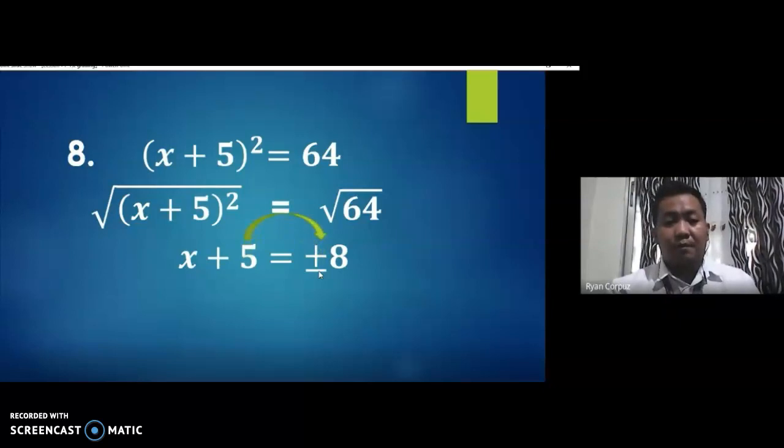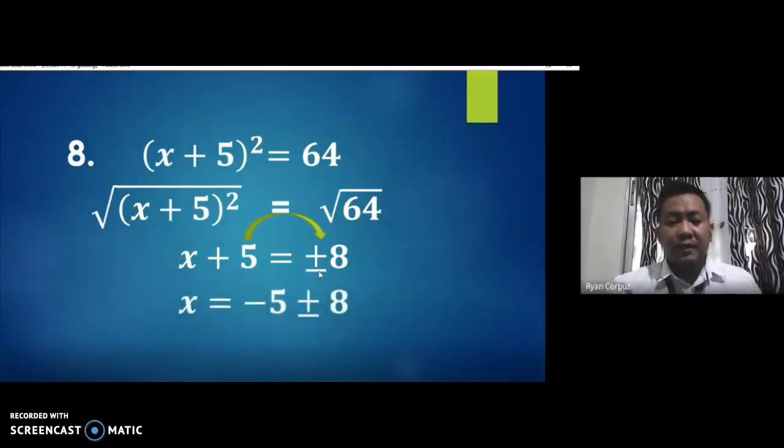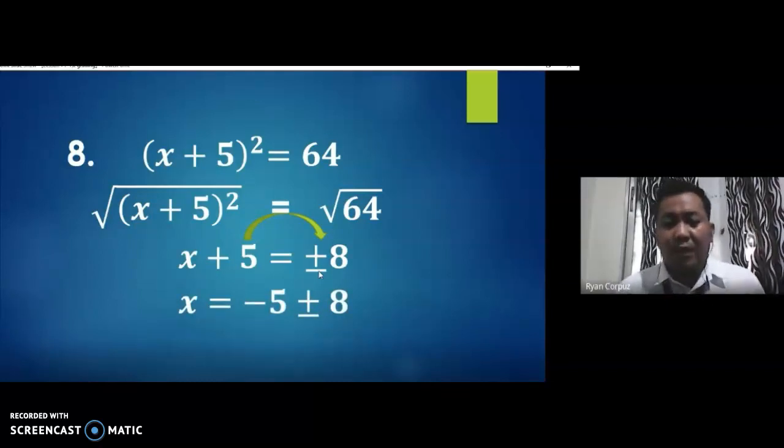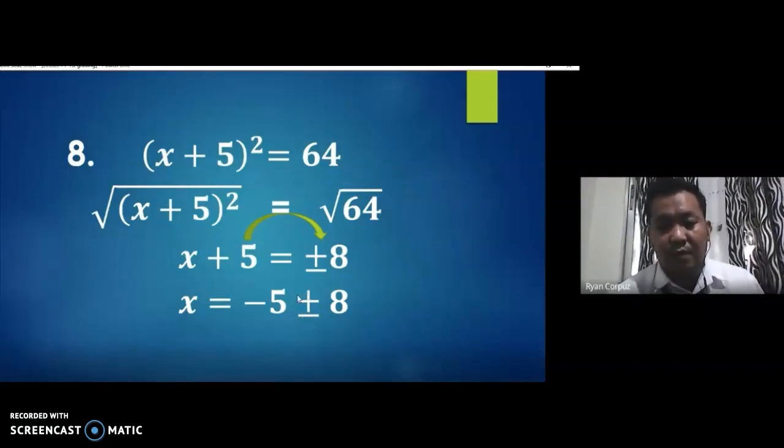So the first thing we're going to do is to move the constant term positive 5 to the right side of the equation. Then it will become x is equal to negative 5 plus or minus 8. Pwede mo namang hindi na pag-iwalayin, pero mas malinaw kung pag-iwalayin natin siya. That plus or minus there, you have to separate it for us to come up with the right solutions.